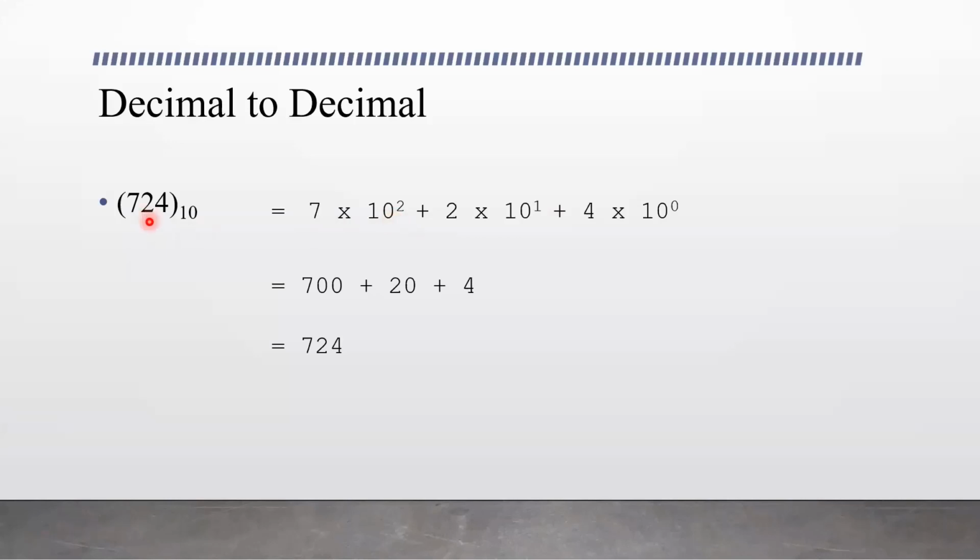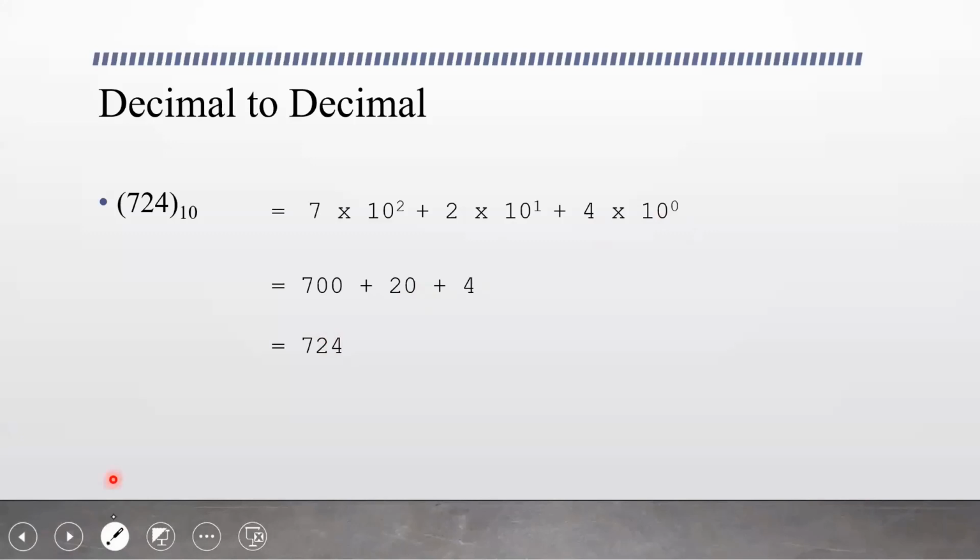The second digit, 2 into 10 power 1 because it is in the first position, and the third digit, 4 into 10 power 0. Multiply this: 7 into 100 is 700, 2 into 10 power 1 is 20, and 4 into 10 power 0 is 4 into 1, which is 4. When we add up, we get the same number. This is to understand the procedure.